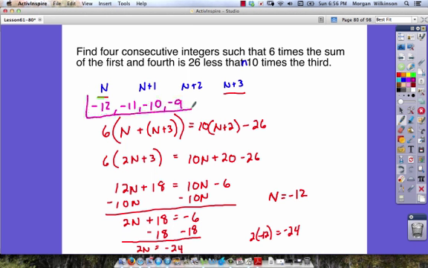So we've got our list of 4 answers. Those are our 4 consecutive integers. Remember, integers are just positives or whole numbers and their opposites. And we have to be sure we list 4 because it says find 4 consecutive integers. So that's how we'll solve this problem.